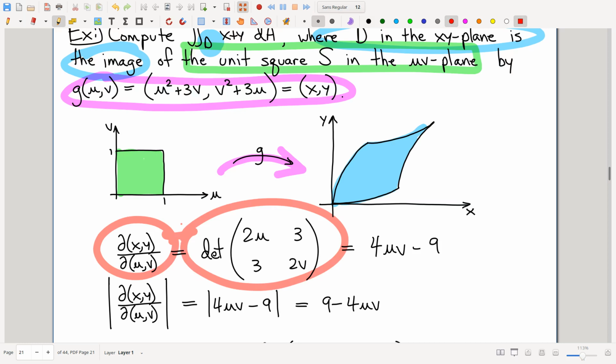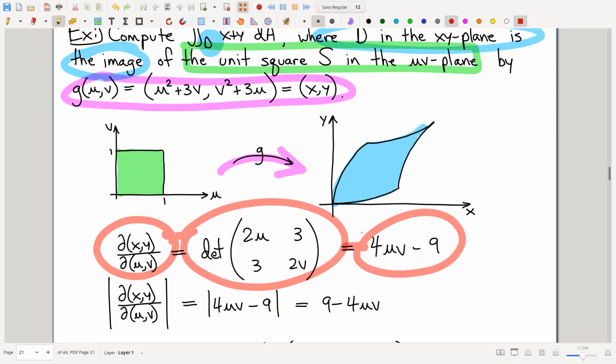Don't forget to take the appropriate partials to get your derivative matrix in here. These are the partials of x and y with respect to u and v. Make sure you get it straight which way it goes. It's very easy to accidentally transpose this. Now in this case, it wouldn't have mattered because these numbers are equal. Lucky break, right? Nevertheless, make sure to keep it straight which way it goes. And so our Jacobian determinant is 4uv minus 9.